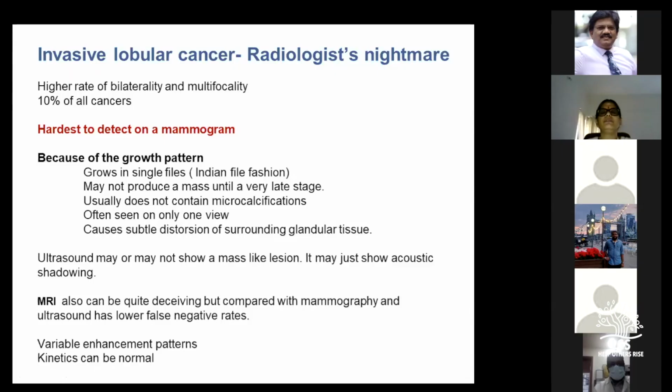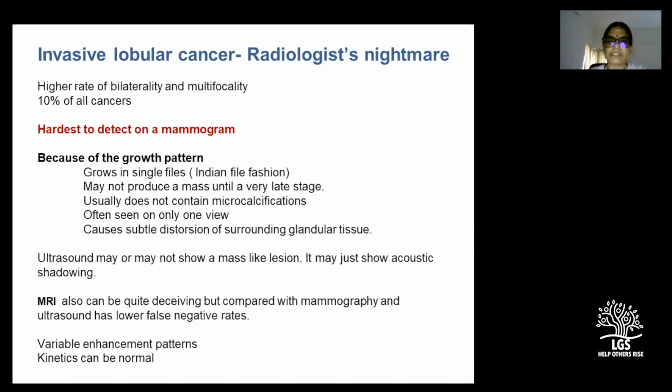So yesterday we saw a few things about breast cancer. So today I'll continue. So the lobular cancer.